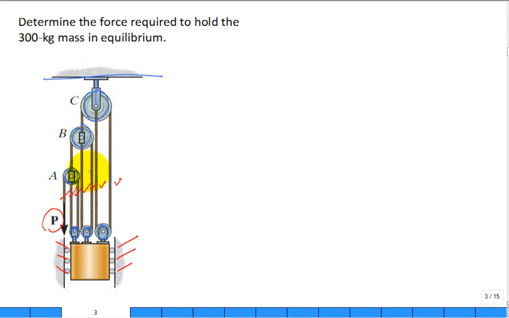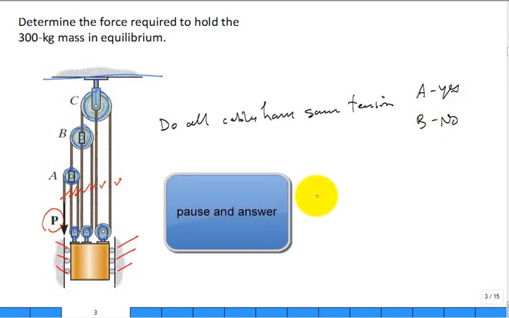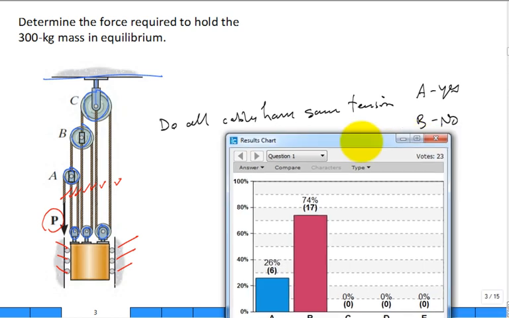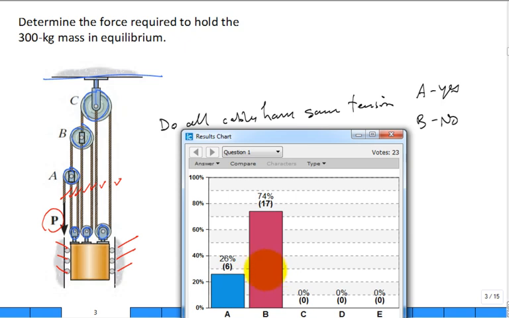So it looks like there's this cable. True. So the first clicker question: do all the cables have the same tension force in them? A for yes, and B for no. But let's take a look at our responses. So some of us say, yeah, they all have the same tension. And some of us say, no, they don't all have the same tension. Who said no? That's the correct answer.